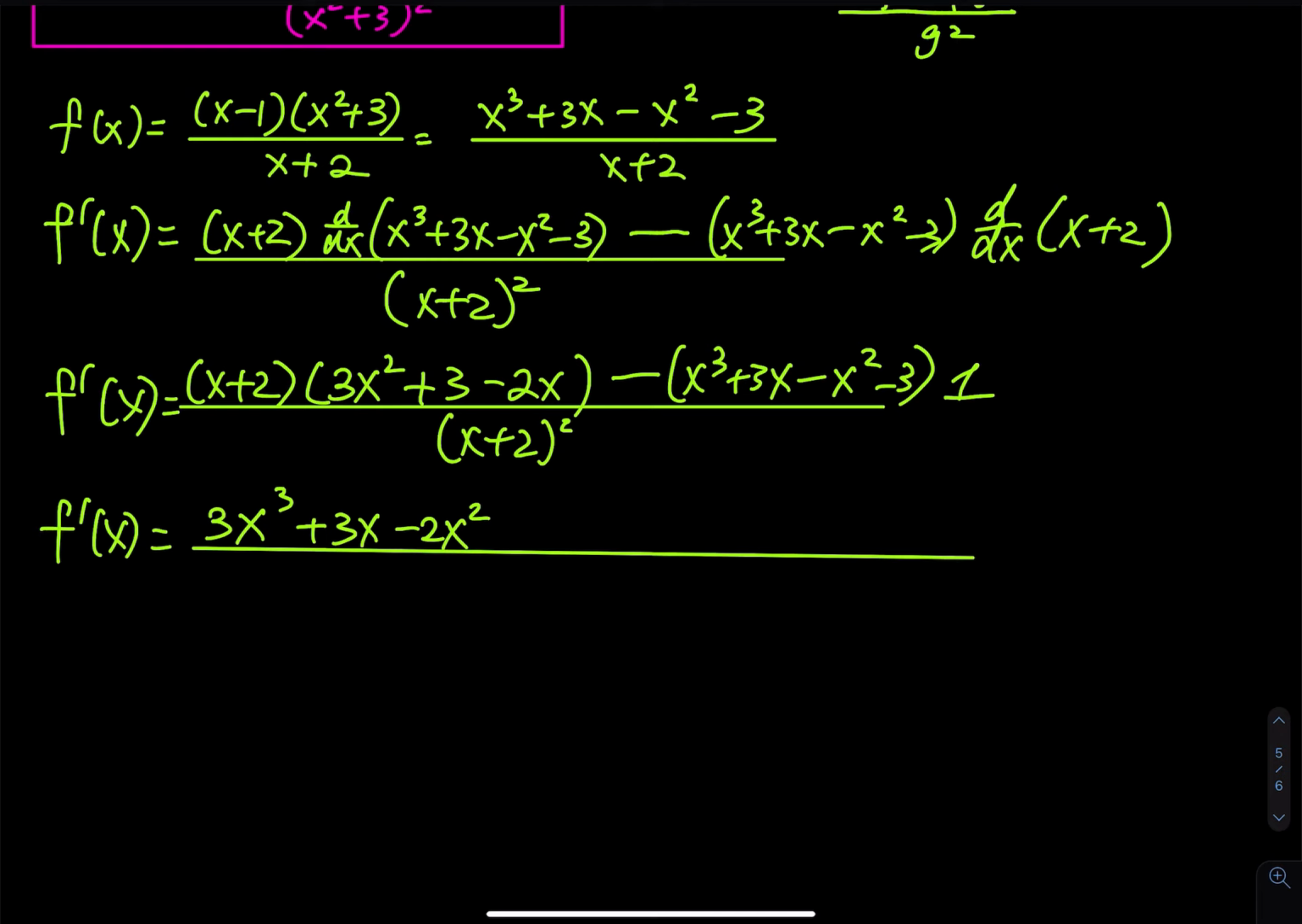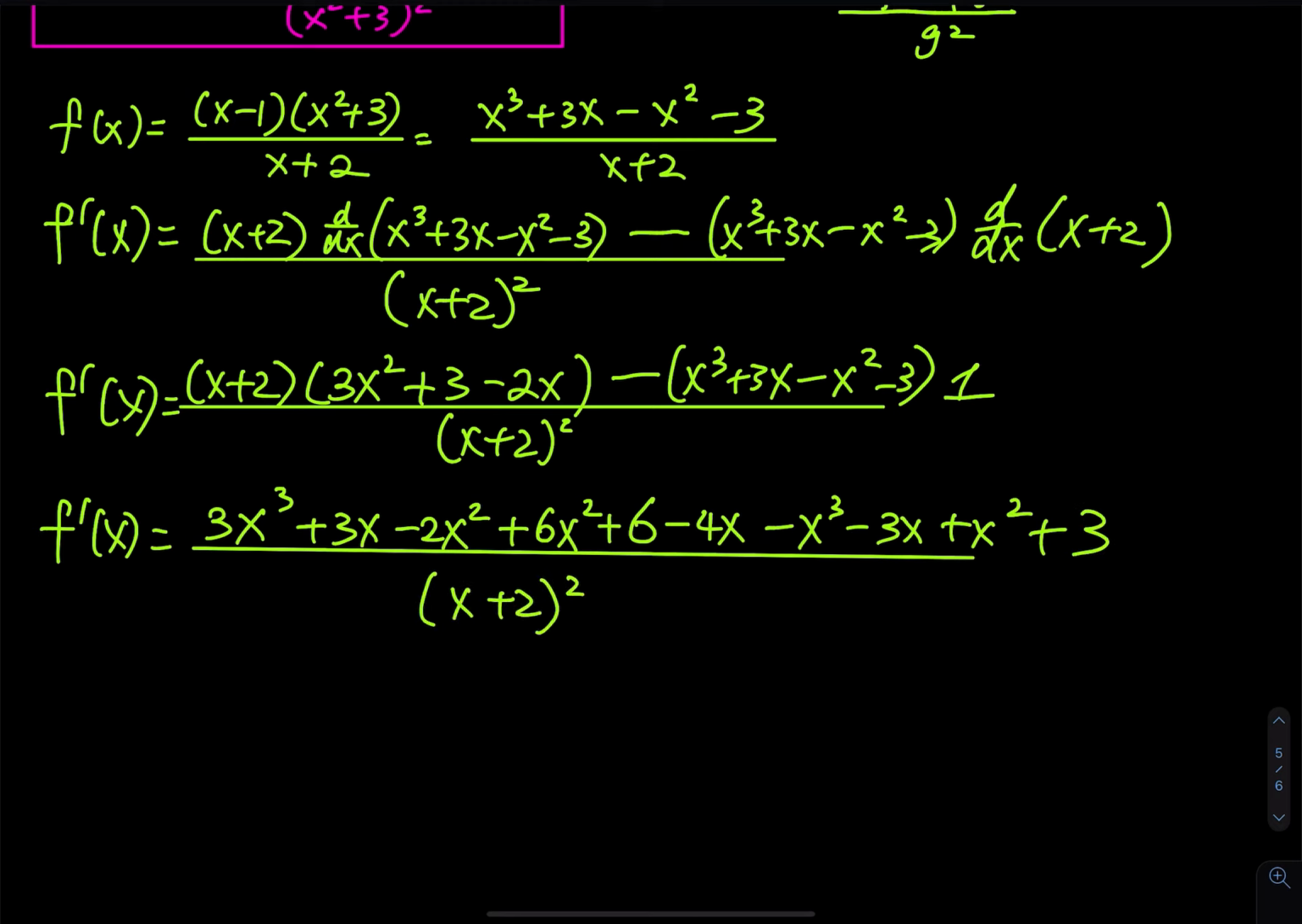Okay, let me make sure I got this right. So x plus 2, and then you have 3x squared plus 3x minus 2x squared, and then plus 6x squared plus 6, and then minus 4x, minus x to the third minus 3x plus x squared plus 3.